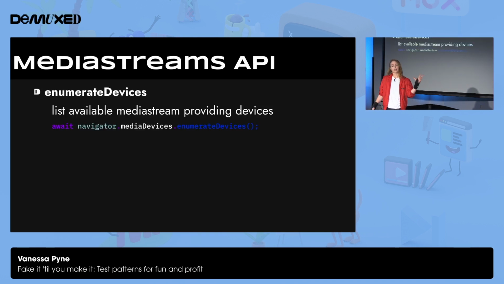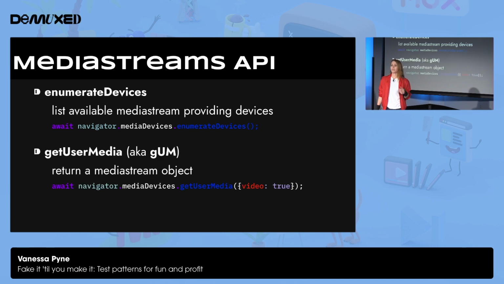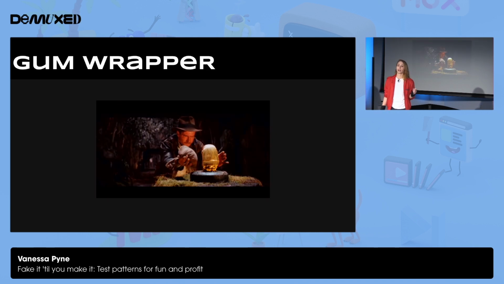But first, enumerateDevices. It lists available media stream providing devices. And getUserMedia, aka gum, returns a media stream object. Okay, let's look at how to alter gum's behavior. The code we're about to look at pulls what I like to call an Indiana Jones, though I do not condone theft. Remember in Raiders of the Lost Ark, when he switches the idol statue for a bag of sand? That's basically what we're about to do here with JavaScript.